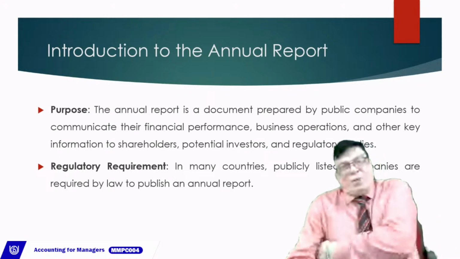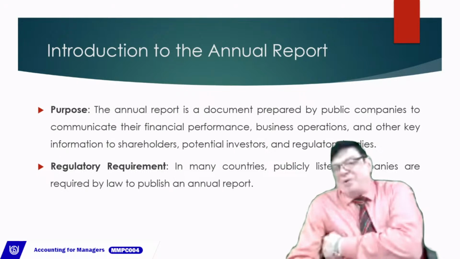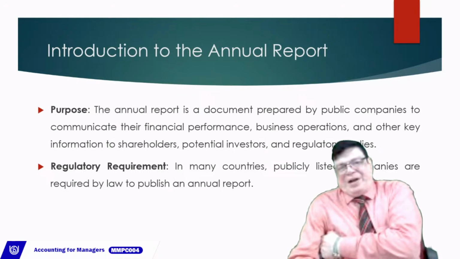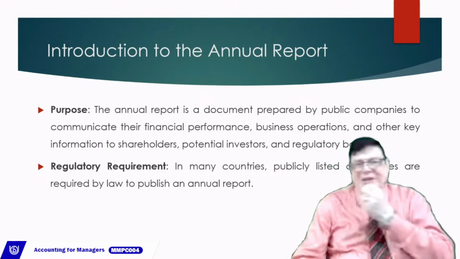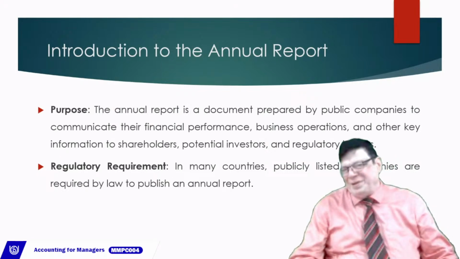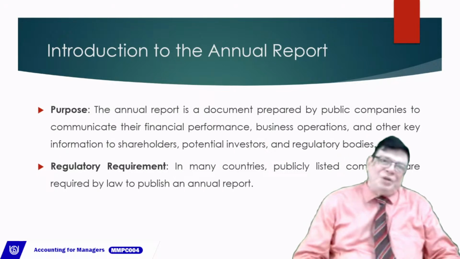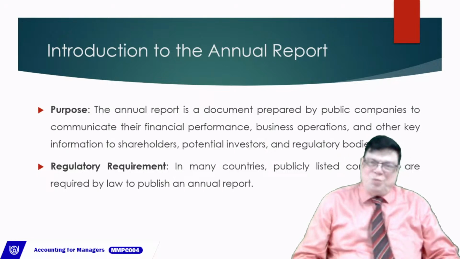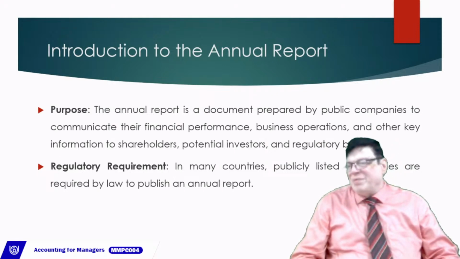In many countries, publicly listed companies, public limited companies, are required by law to publish an annual report, whereas it is not applicable to a private limited company. A private limited company has only two directors, two people. If they contribute in our country 1 lakh rupees together, they can start a private limited company.